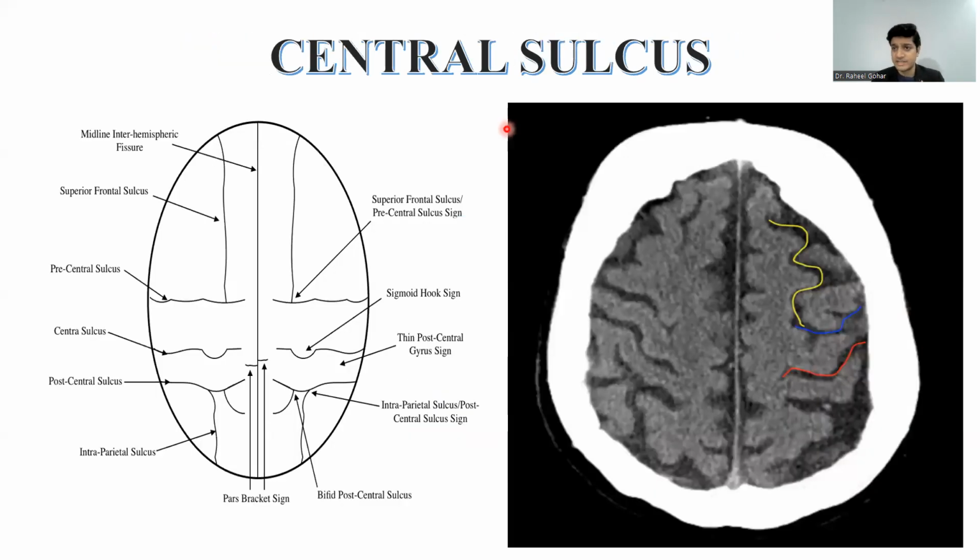Then how to identify the central sulcus on the CT scan brain plane. Here is a sign known as the omega sign. If this omega can be seen, this is known as the central sulcus. In front we have the motor cortex, and posteriorly we have the somatosensory cortex. The motor cortex is usually thicker compared to the sensory cortex. So here it is thick compared to this one.